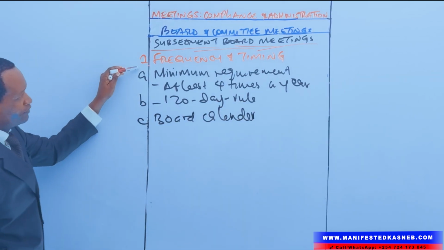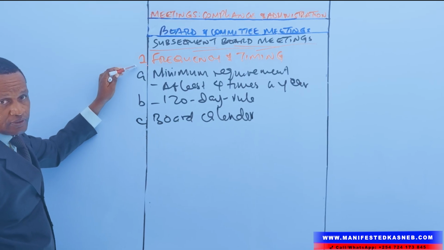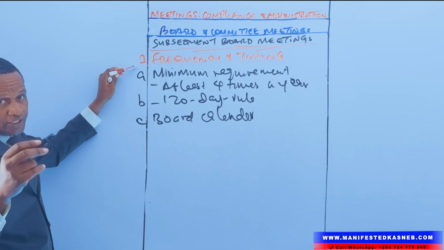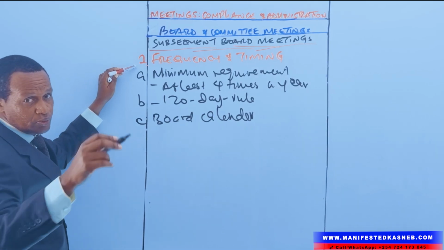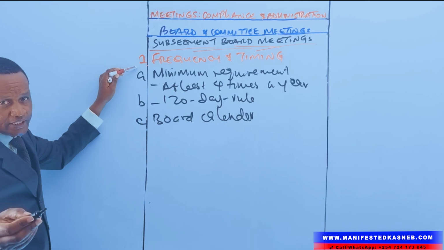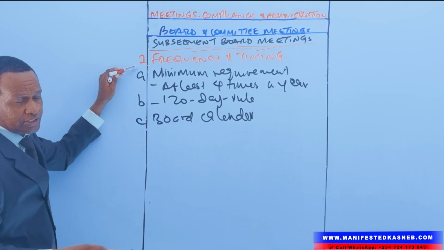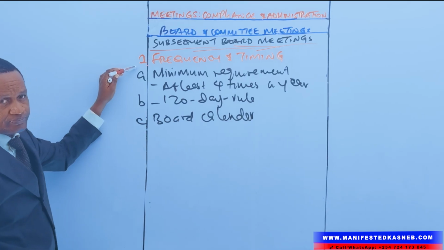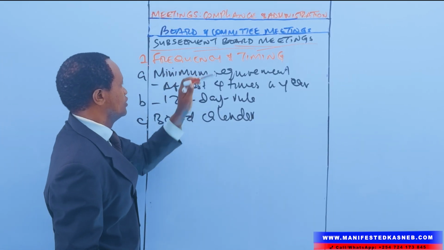And as we are discussing the frequency and timing of subsequent board meetings, at the start of the year, the corporate secretary prepares what we call the annual board work plan that aligns meeting dates with the key events like financial year end, the audits, and also the AGM. So that is the frequency and timing of subsequent board meetings.